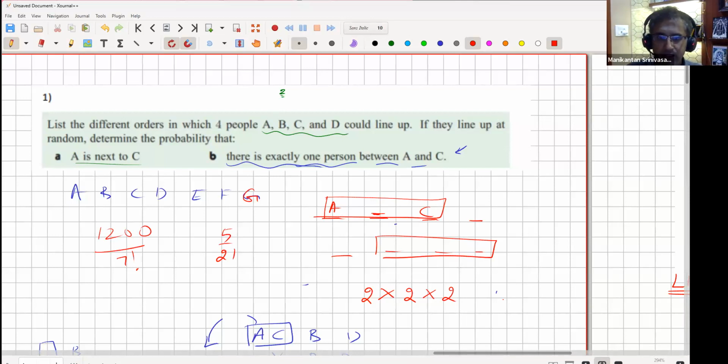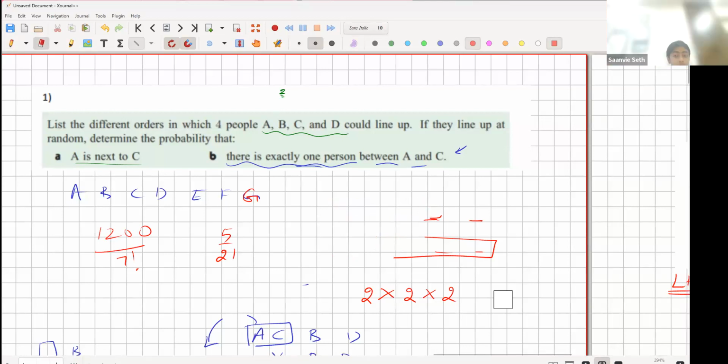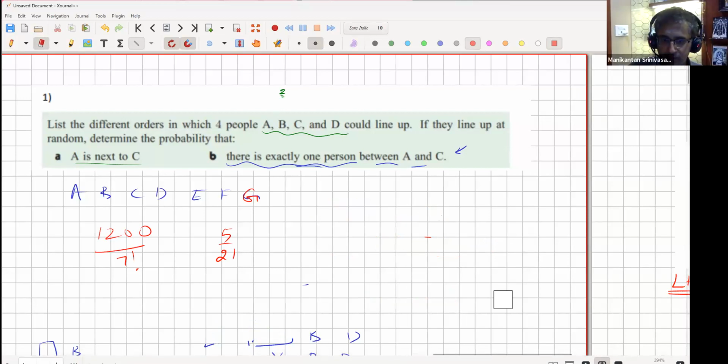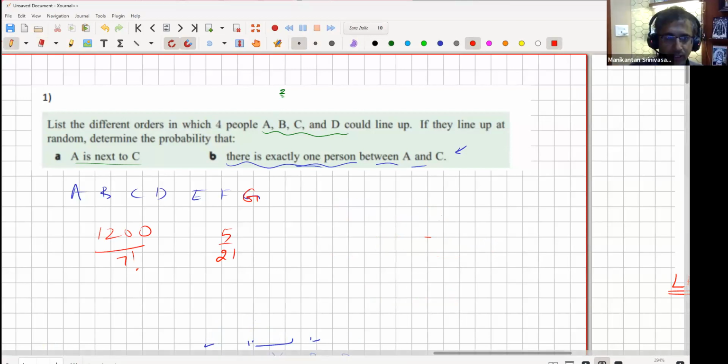Sanvi, did you get 5/21? I'm not saying 5/21 is right. I'm just checking what you guys have got. That's it. I'm still doing it. Okay. Yeah, you simplified it, it's 5/21. Okay. So let's discuss, guys.